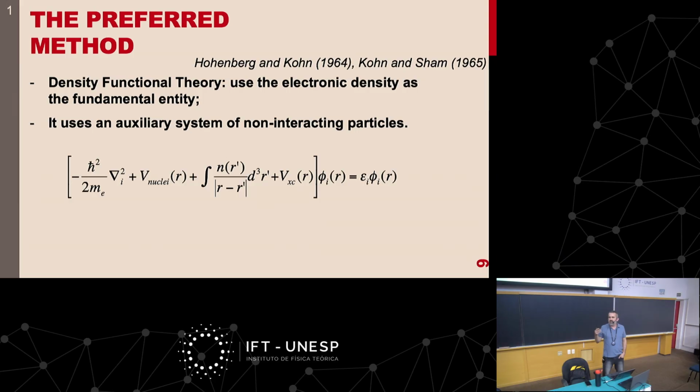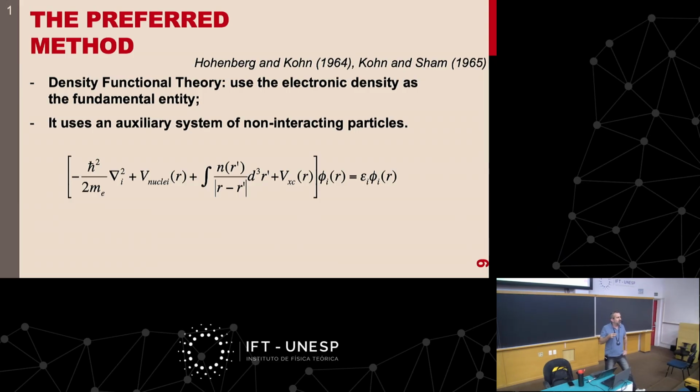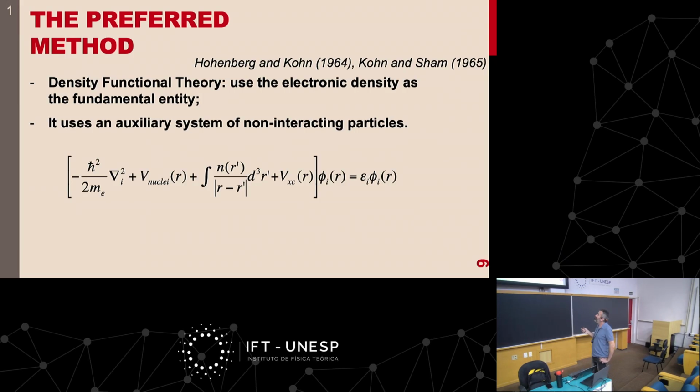So this is the basis of our basic quantum mechanics tool. It was developed in 1964 by Walter Kohn and collaborators. And Walter Kohn won the Nobel Prize in Chemistry almost 30 years ago for the development of this theory. And the idea is to solve this kind of equation where we use an auxiliary non-interacting system.